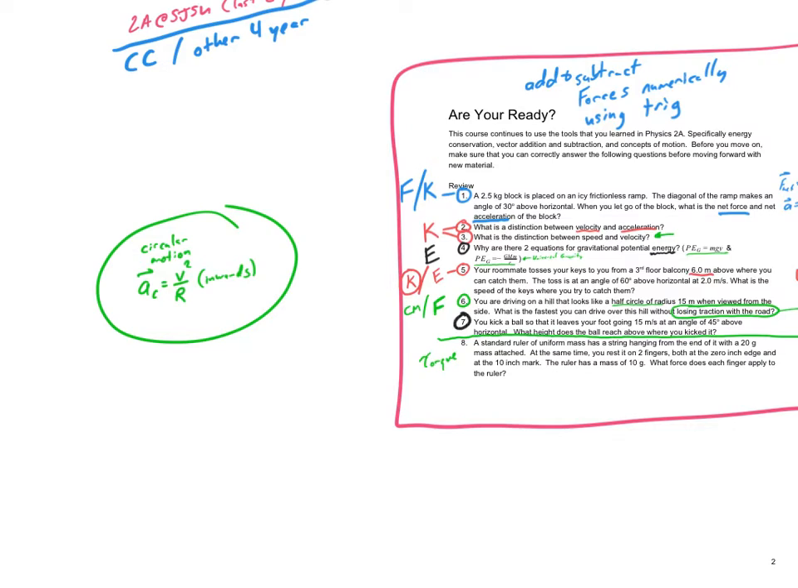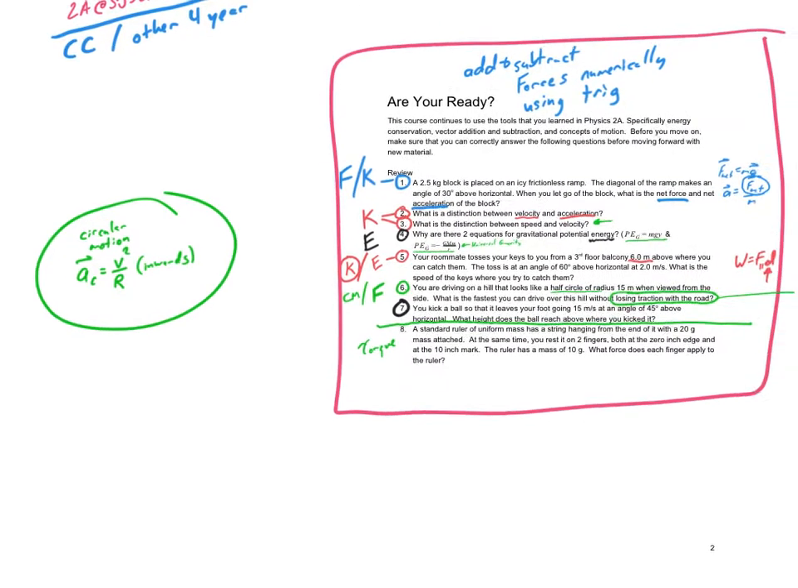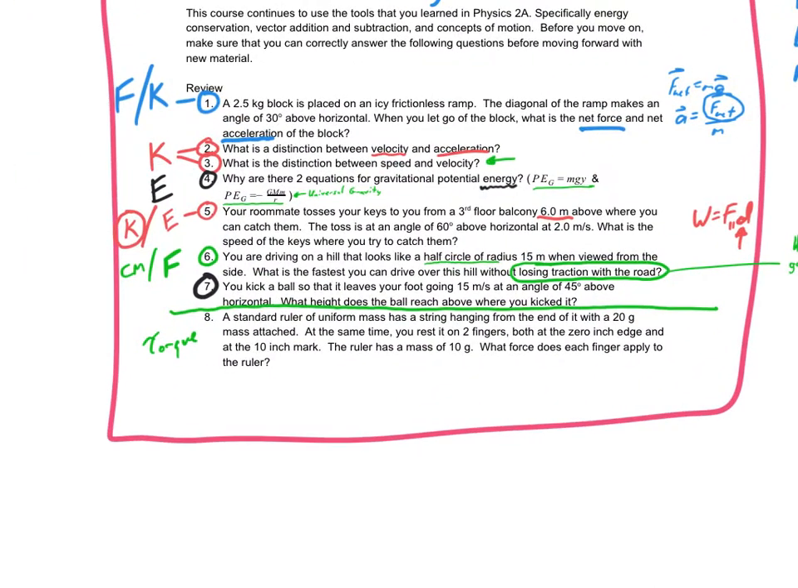Next, number 7. Okay. Number 7, you kick a ball so that it leaves your foot going 15 meters per second at an angle of 45 degrees above horizontal. What height does the ball reach above where you kicked it? This has all the telltale signs of problem 5, actually. It's a ball moving through the air after having some initial speed.